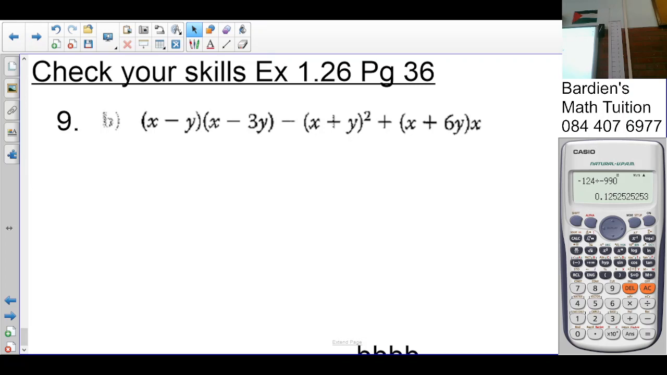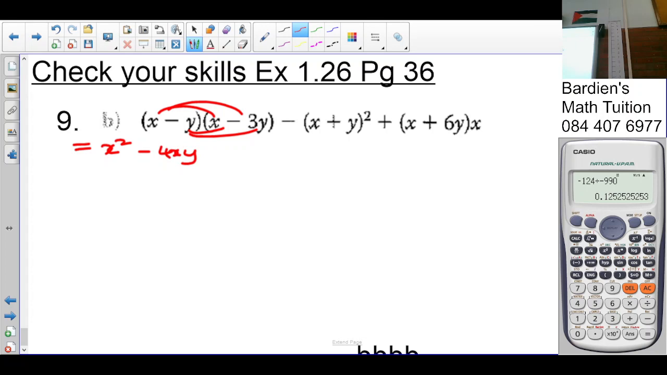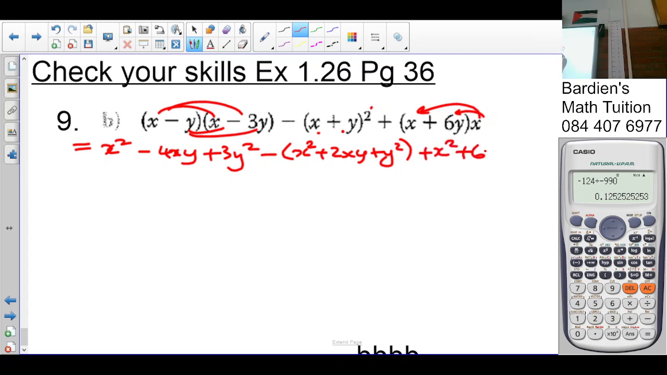Right. Let's do this. How many times are here? 3. Then multiply it out, I get x squared. x times negative 3y, negative 3xy. Negative y times x, negative xy. Negative 4xy. Negative y times negative 3y is positive 3y squared. Minus binomial squared: first term squared, x squared. That times 2 is positive 2xy, plus y squared. Again, if you don't know how to apply the binomial square rule, do not be brave. Write it out twice and multiply. This here, we're multiplying it. Why? Because there's no sign between. Gives you x squared plus 6xy.